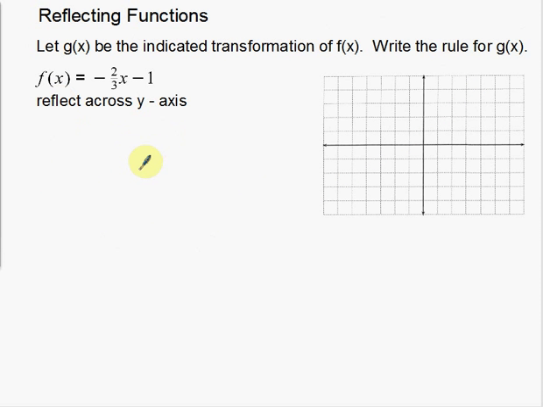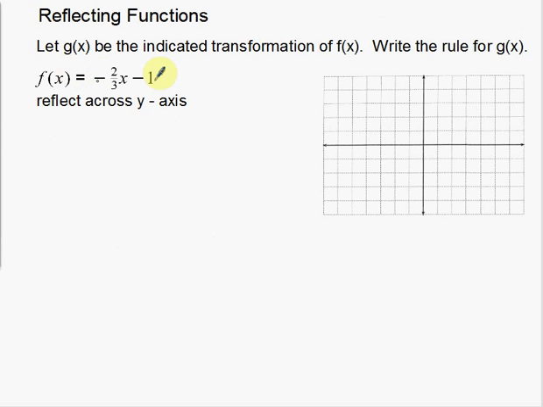One more example. Okay. Same directions: let g of x be the indicated transformation of f of x, and then write the rule for g of x. Now notice it's the exact same function, but notice what I'm going to do here. I'm going to reflect across the y-axis. So basically what I'm doing is showing you reflecting this equation across the y-axis and then across the x-axis. And I'm actually going to flip-flop this. I'm going to graph this first and show you what it looks like, and then I'm going to use the notation afterwards. Okay, this is a little bit different order.